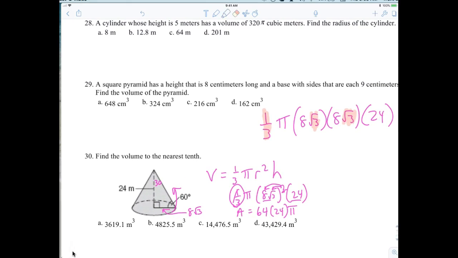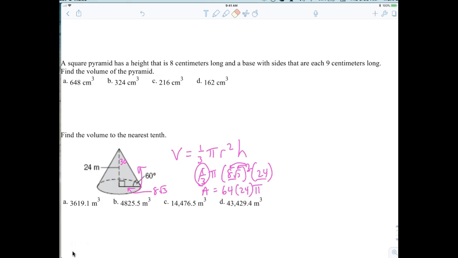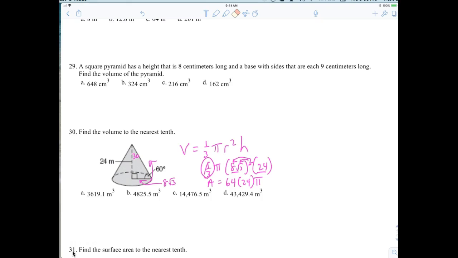Number 29. Here we go. A square pyramid has a height that's 8 centimeters and a base with a side that's 9 centimeters. Find the volume. Because it's a square pyramid, volume is 1/3 area of the base times the height. So the height is what? Height is 8. You agree? The area of the base would be what? 81.